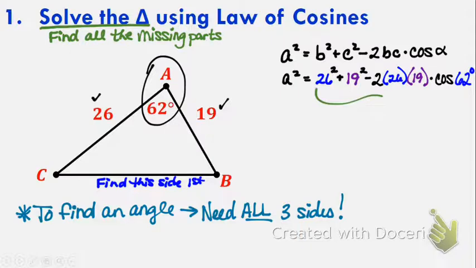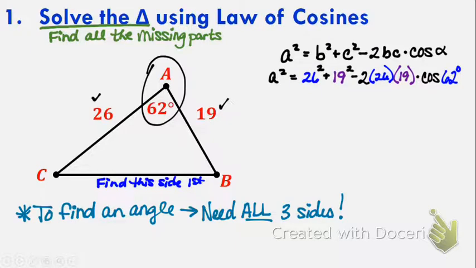Can you take all of that and pop it in your calculator? Yes, you can. You can chunk it out if you want to. You can break it into parts. And actually, I'm going to ask you guys to do that for me. What's 26 squared? 676. Plus, what's 19 squared? You said 361? Minus 2 times 26 times 19, 988 times the cosine of 62 degrees. You can chunk it out like that. You don't have to. You can pop it all in your calculator all at once if you want to.